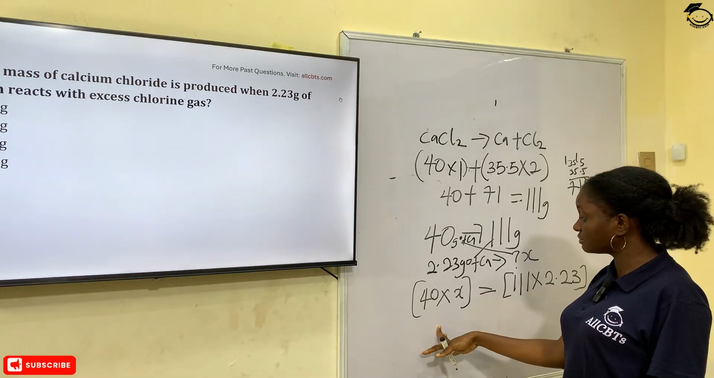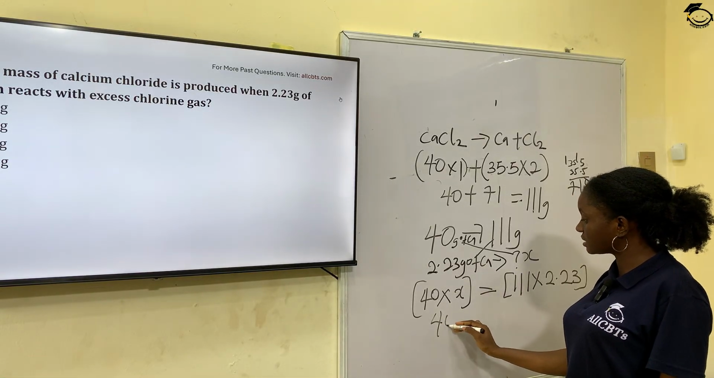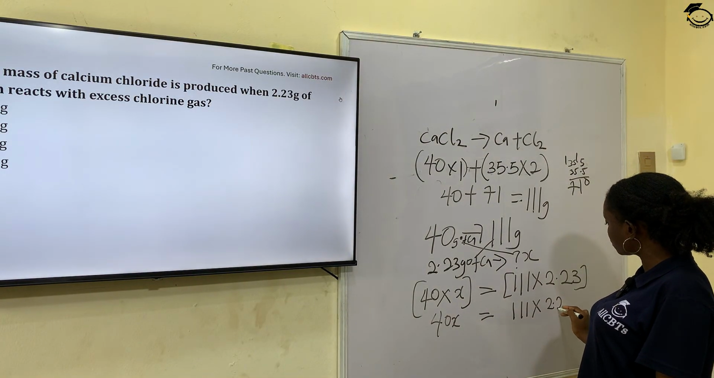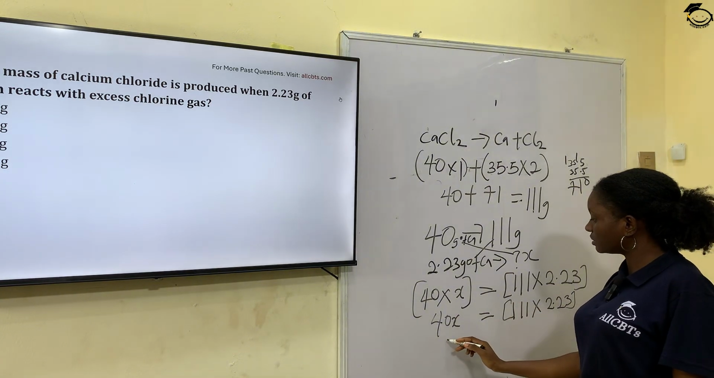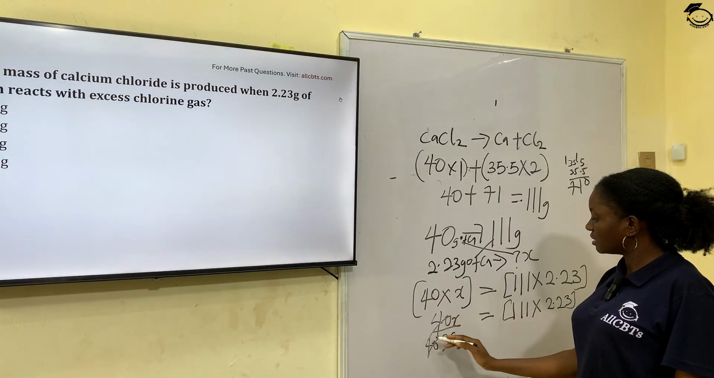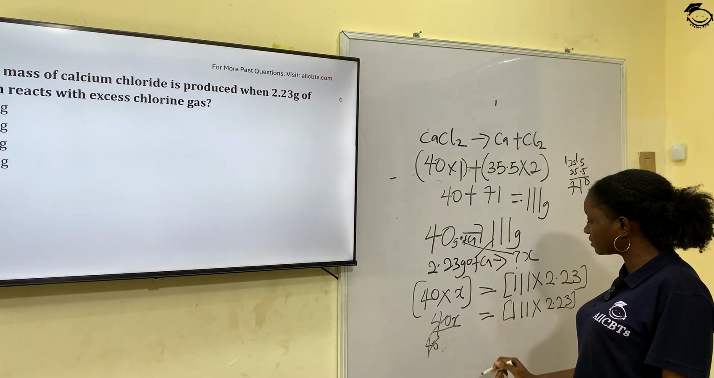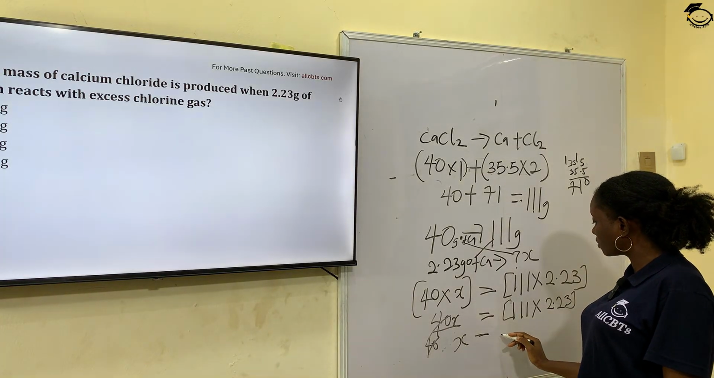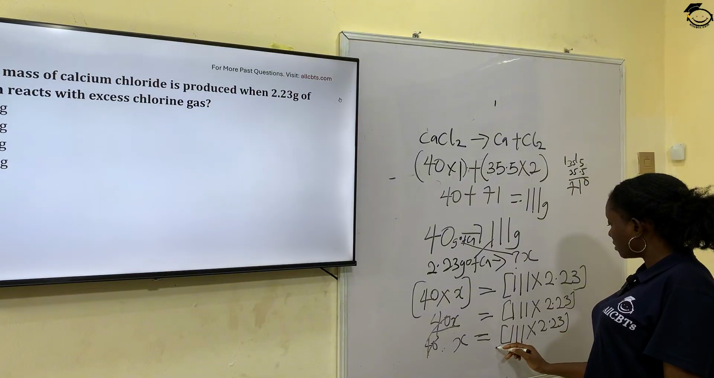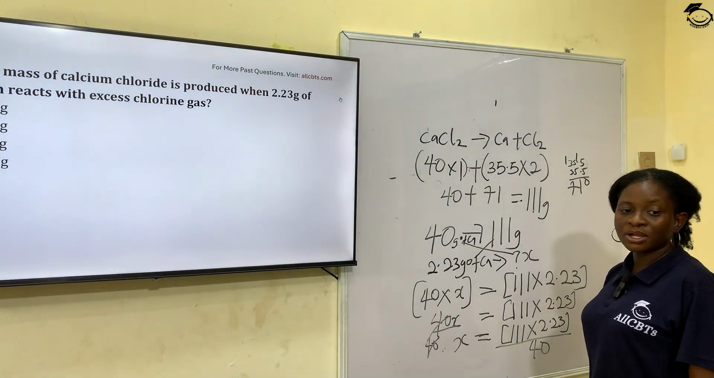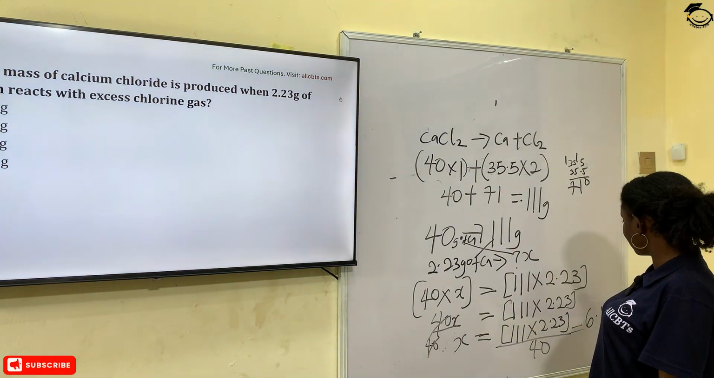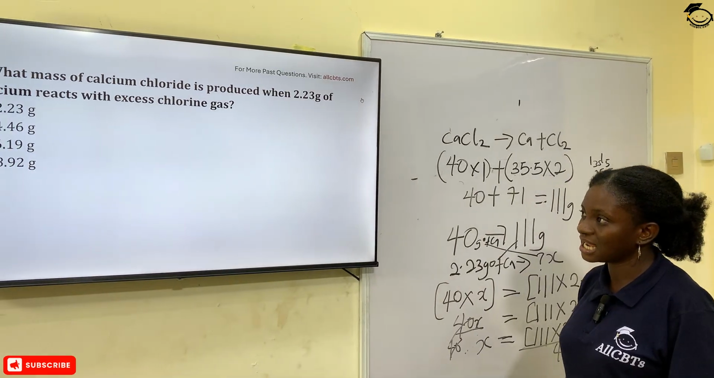So you want to make X the subject of the formula. That would be 40X is equal to 111 times 2.23. Making X the subject of the formula, you divide both sides by 40. That would be X is equal to 111 times 2.23 all over 40. When you press your calculator, you get 6.19 gram. So that's the answer.